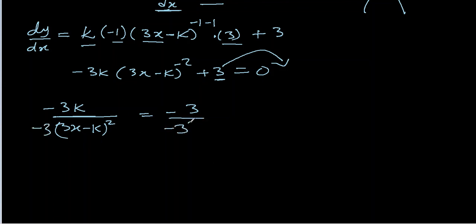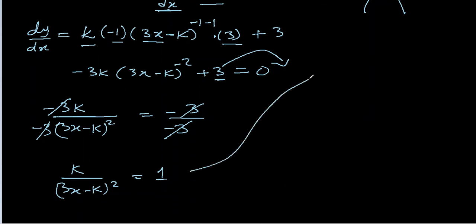Cancel, cancel, cancel. So we are left with k over (3x minus k) squared equal to 1. Not 0. Many people think if it is cancelled, it becomes 0. It becomes 0 when we cancel by subtracting. When we are dividing, it is left with 1. So let's cross multiply. It comes and multiplies with 1. So k is equal to (3x minus k) squared.